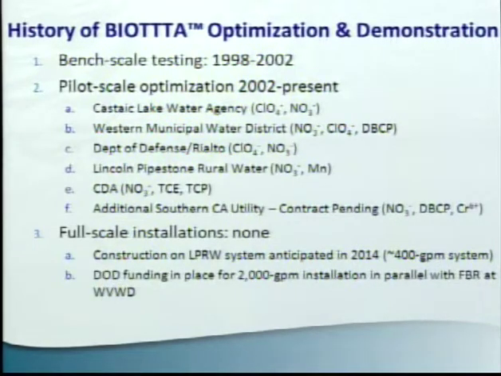History of BIOTTTA optimization, it goes back to '98. We spent a long time bench testing this. This was a part of my graduate work. Pilot scale optimization has been going on since 2002, most of them in Southern California. And you see a range of contaminants there, perchlorate and nitrate, certainly the target contaminants in most of these groundwaters.